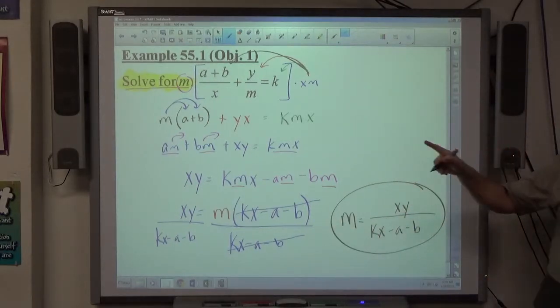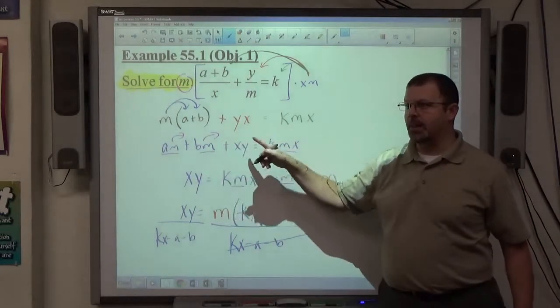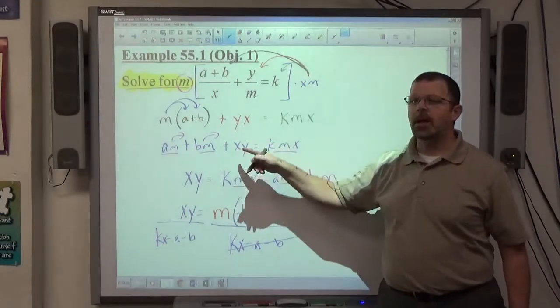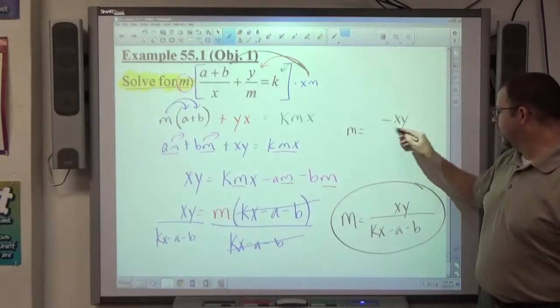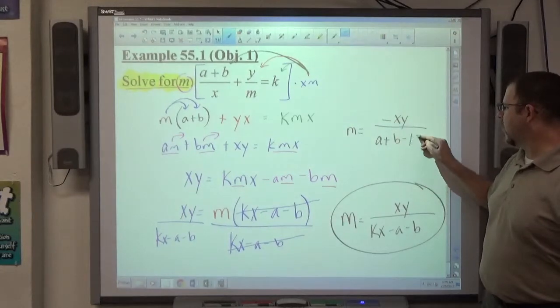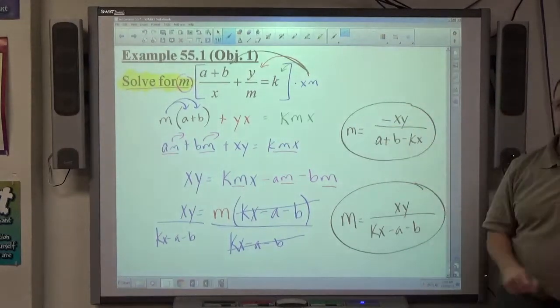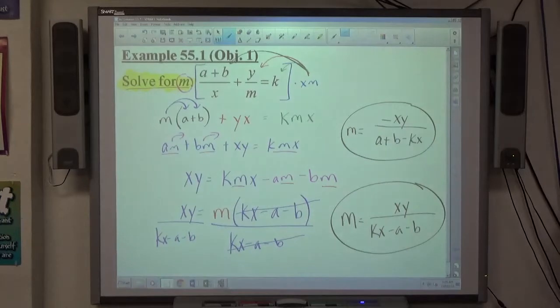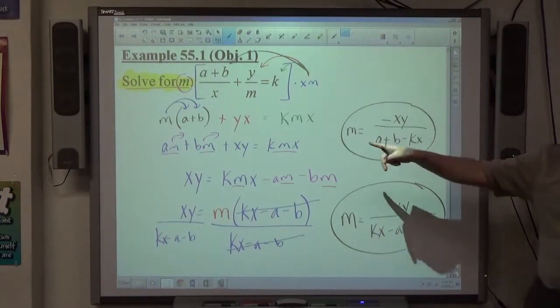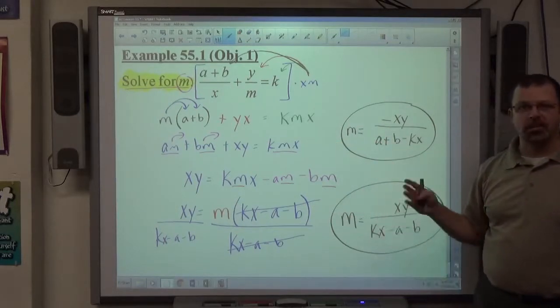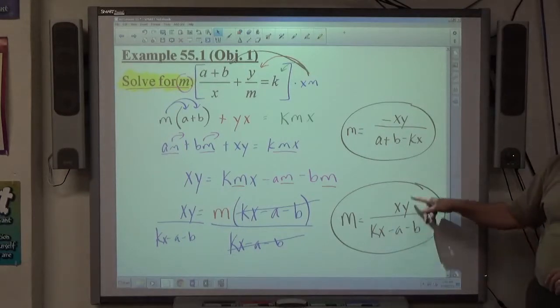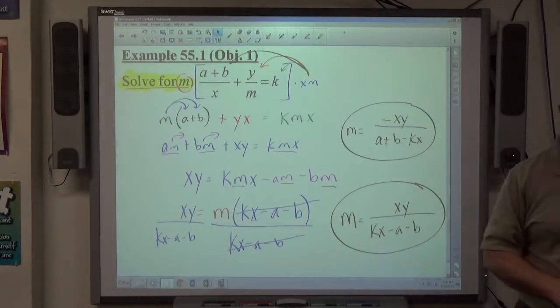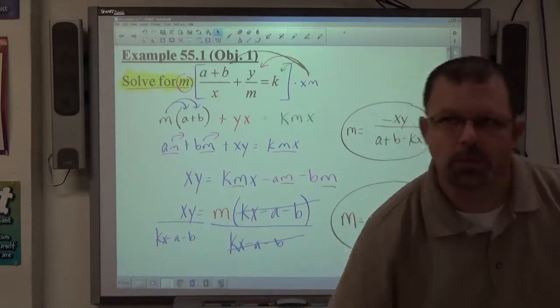If at the point where we made the decision to move am and bm over to the right, we had decided to go the other route, kmx to the left, xy to the right, we would have ended up with m equals negative xy on top and a plus b minus kx on the bottom. That's also a correct answer. Keep that in mind if we are verifying answers in the back of the book, that they sometimes go a different direction on this step. This answer is just as good as that answer. They're both correct. So don't change anything on your paper. If you have this and they have that, just know they're equal to each other, using the back of the book as a checking tool.